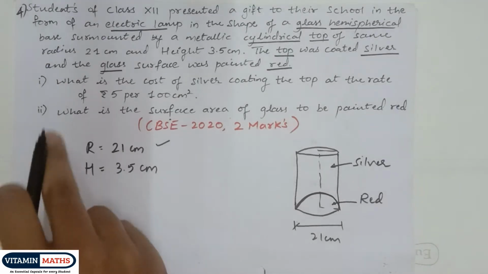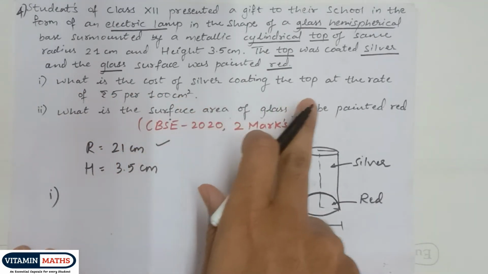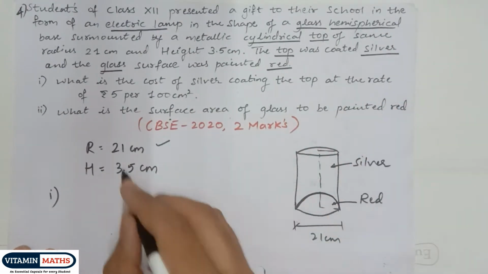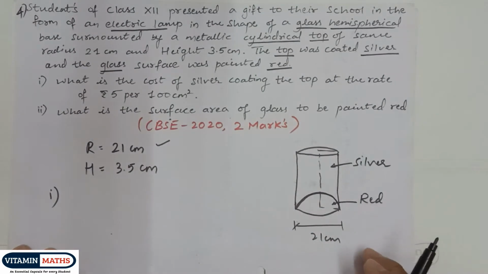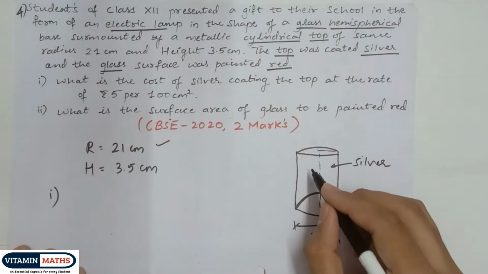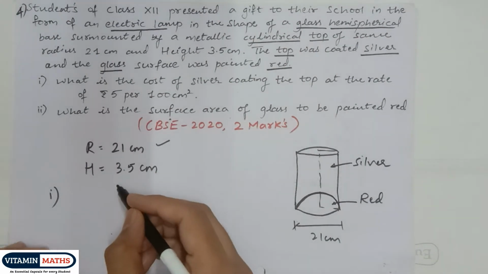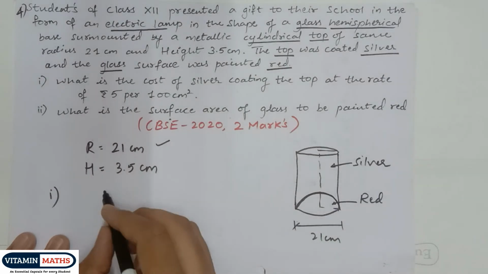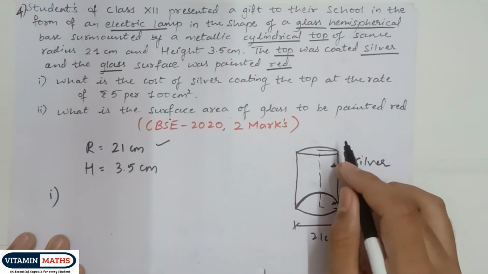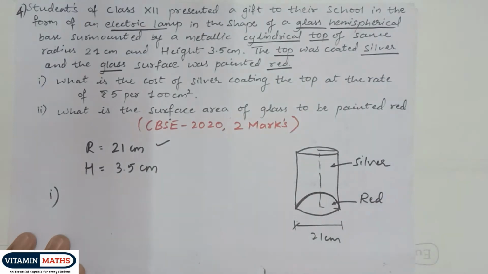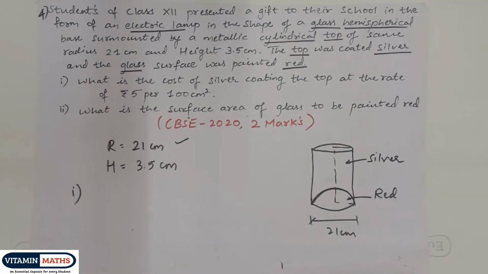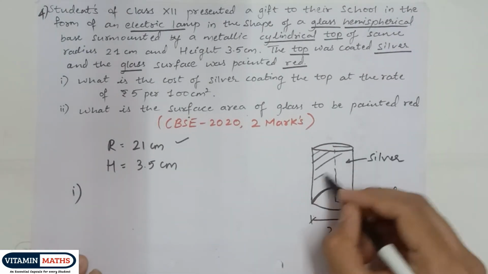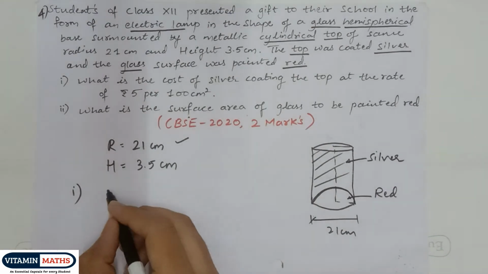So we have to find the cost of silver coating at the top surface, at the rate of 5 rupees per 100 centimeter square. So this cylinder area is coated with silver. So you will be coating the curved surface area. So let us find the CSA.